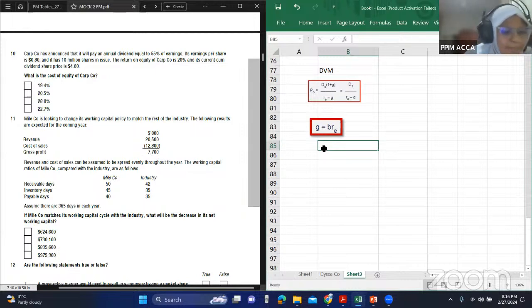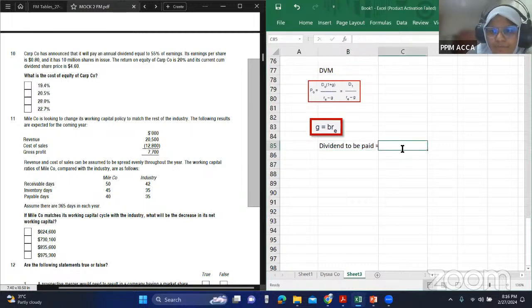So let's calculate the dividend to be paid, because that's the first thing they're giving us. How much are they saying? That is 55% of earnings. We have the earnings per share as 0.8. So the DPS is 55% of 0.8, okay, not 5. 0.44 per share. The dividend per share is $0.44 per share. Okay.